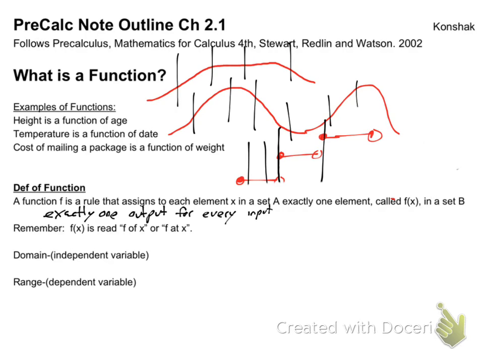We're talking about elements, which are parts of sets. So you got a set that's going in, goes to exactly one output, which is exactly one output for every input. Now remember, it's A-OK if more than one input goes to the same output.